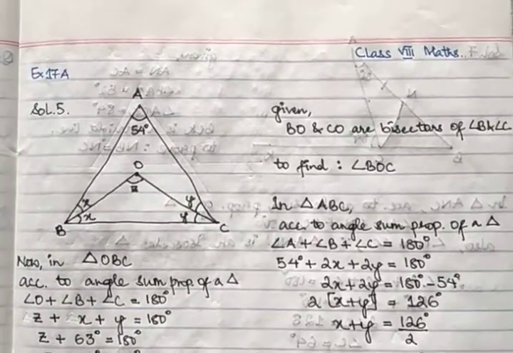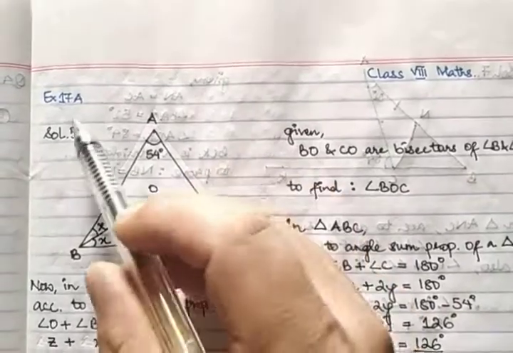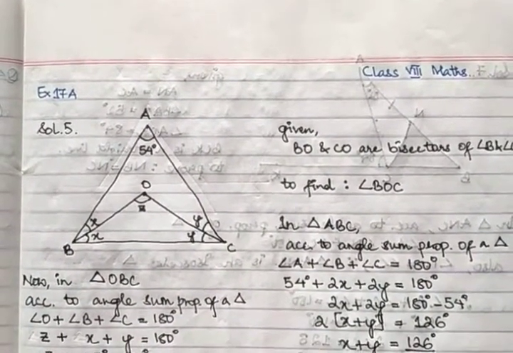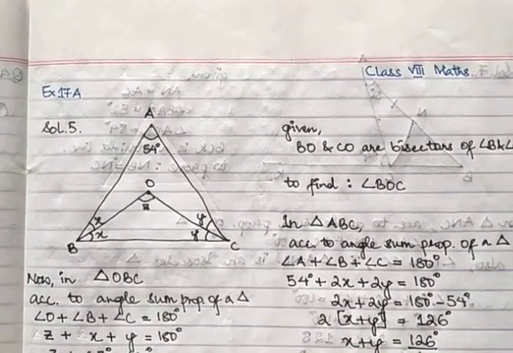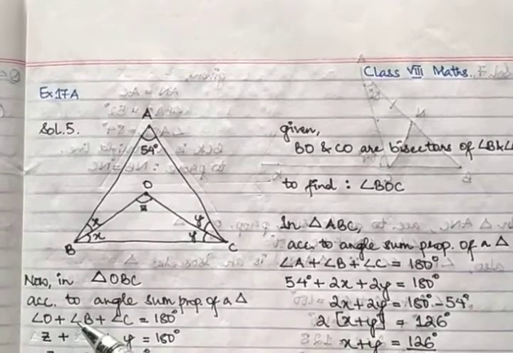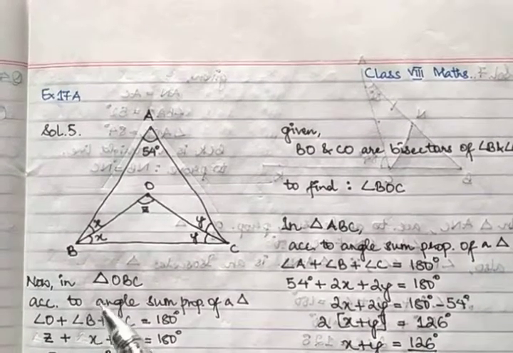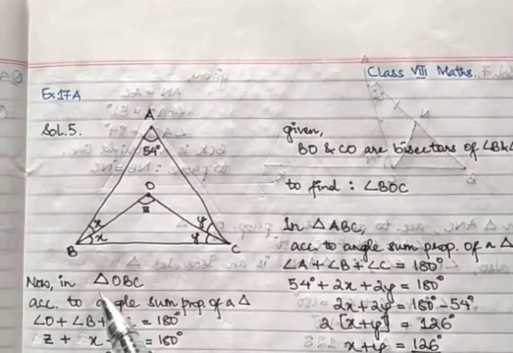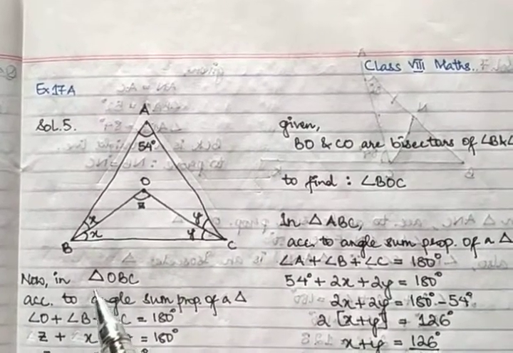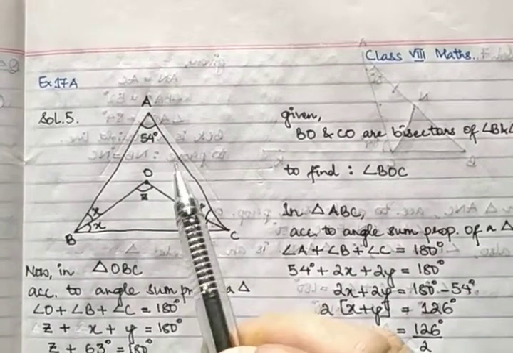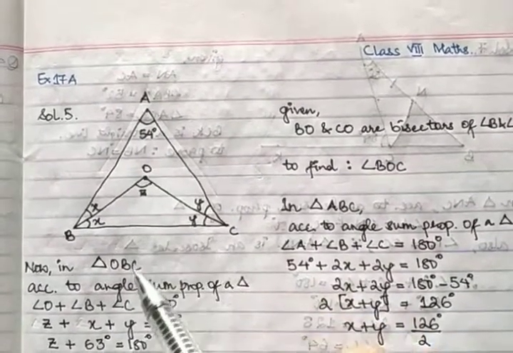See, in exercise 17a, question number 5, the figure is given out here. As I've already been telling you, in geometry the figure tells you a lot about a sum. The figure points you in the direction of how you can solve this particular sum.